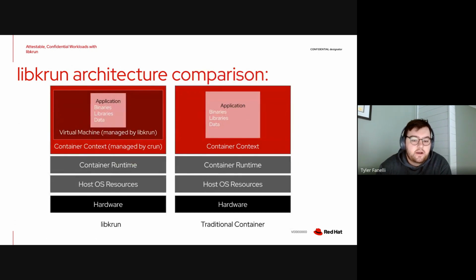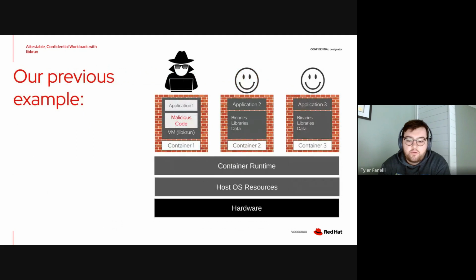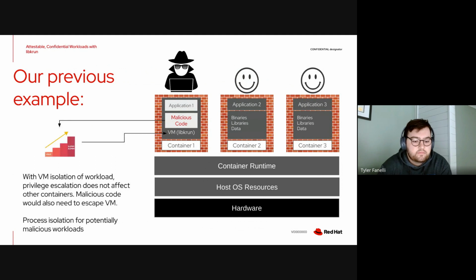If we compare the two, as far as the container runtimes are concerned, they're presented the same. It's just that inside the context, there's a virtual machine running, and the application's running inside that virtual machine. And libkrun provides the context to communicate between the two, that being the crun runtime and the application in the virtual machine itself. So for our previous example, we have that application again, and it's running malicious code to escalate the privileges and break out of the container, but it's still in a virtual machine. So this provides some process isolation for potentially malicious workloads.